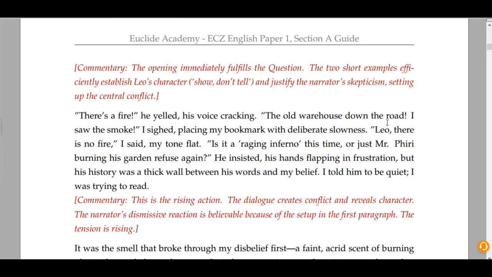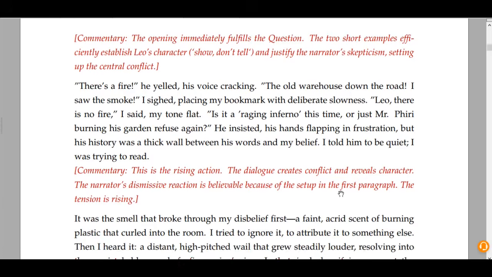"The old warehouse down the road, I saw the smoke!" I sighed, placing my bookmark with deliberate slowness. "Leo, there is no fire," I said, my tone flat. "Is it a raging inferno this time, or just Mr. Perry burning his garden refuse again?" He insisted, his hands flapping in frustration, his history a thick wall between his words and my belief. And I told him to be quiet. I was trying to read.